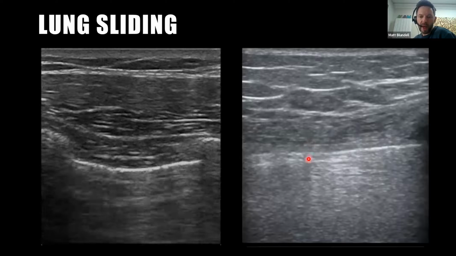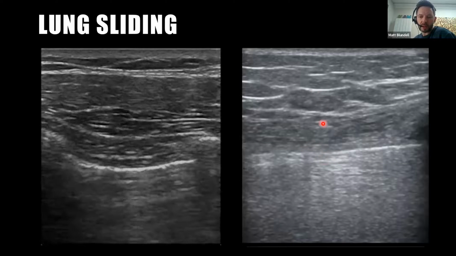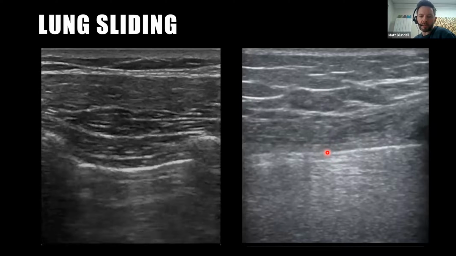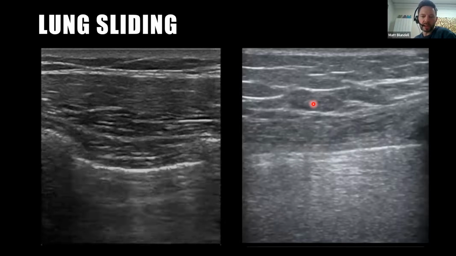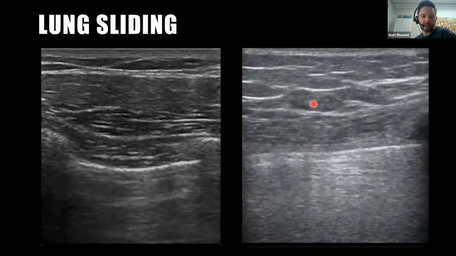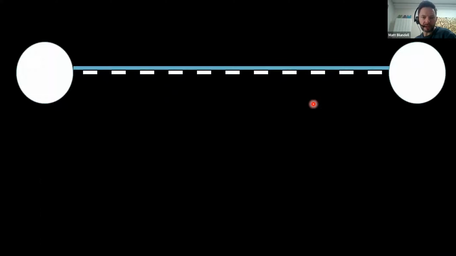Because you have air in this area, the ultrasound is coming down and it can't visualize the parietal pleura beneath, which is moving backwards and forwards. Sometimes people find that a bit difficult to think about or visualize. So I've made a nice simple cartoon to make that a bit easier to understand.